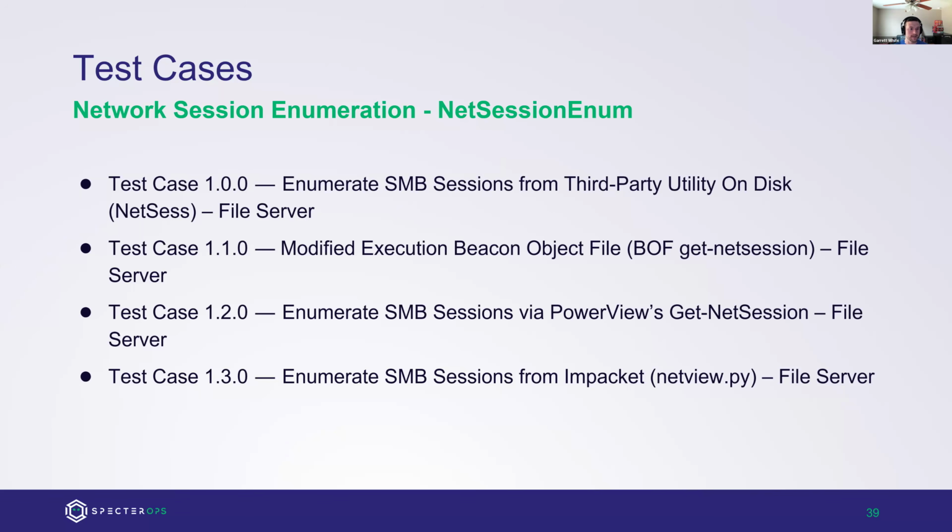And then the last one is a SOCKS proxy. A lot of C2 frameworks like Mythic or Cobalt Strike will allow you to start a SOCKS proxy and run the Impacket script on your attacker workstation, where it just creates that RPC traffic.